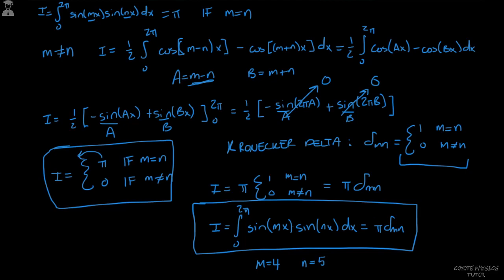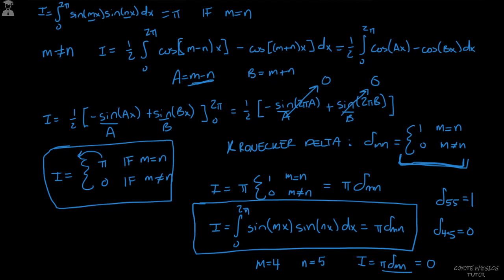But in general, if you were to say that this integral is just equal to pi delta mn, and you don't know what you're integrating, you don't even know that this is an integral, they're just giving you this expression, you know for a fact this is going to be 0, simply because if you were to plug that in, delta of 4 and 5 equals 0. Again, because we're using this piecewise expression right here. And so if we were to use delta sub 5, 5, that's going to be equal to 1, simply because m does in fact equal n.